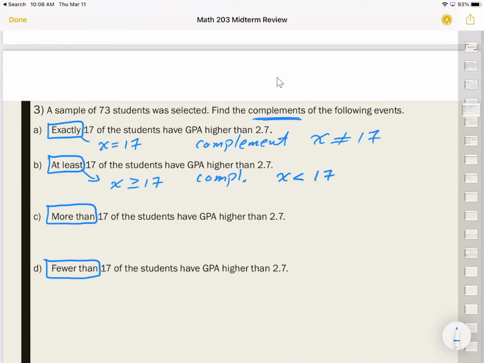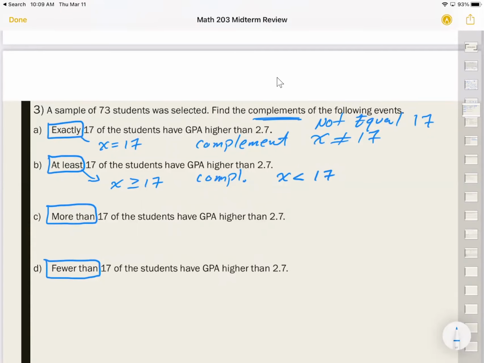We are not calculating anything. They're not asking you to calculate. They just ask you, can you tell them what is the complement of this? And for this question on your homework, for A, the complement is that the number of students is not equal to 17. They basically ask you to click on it and choose the statement that fits the complement. So for A, it's not equal to 17.